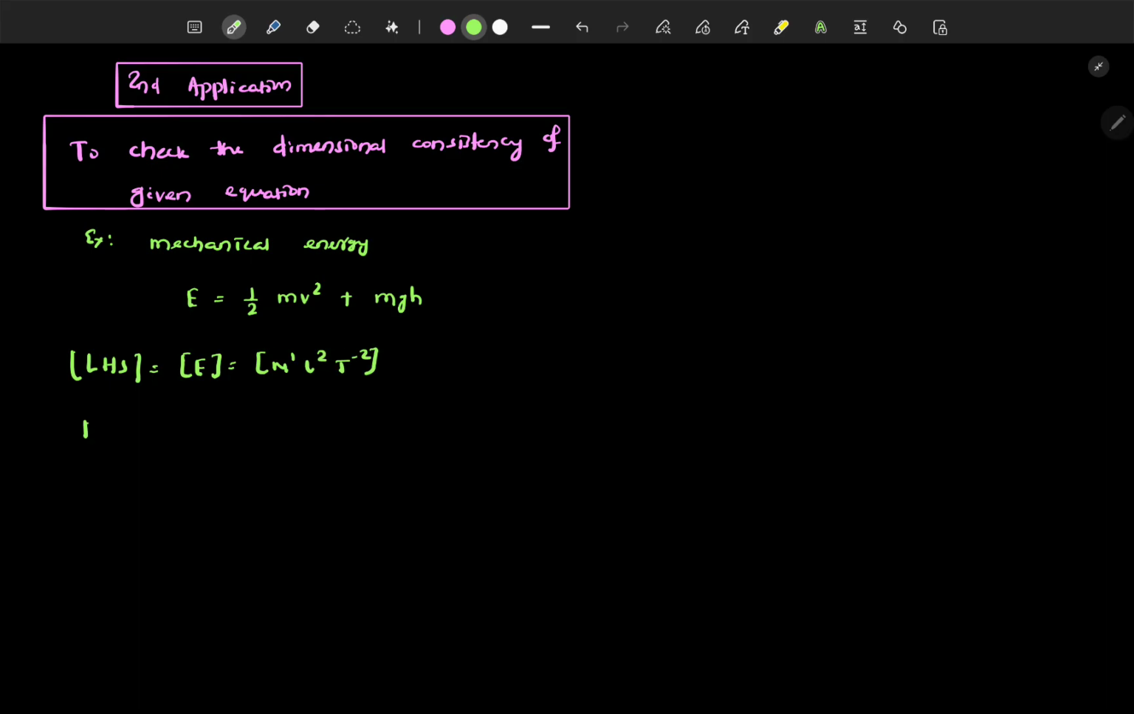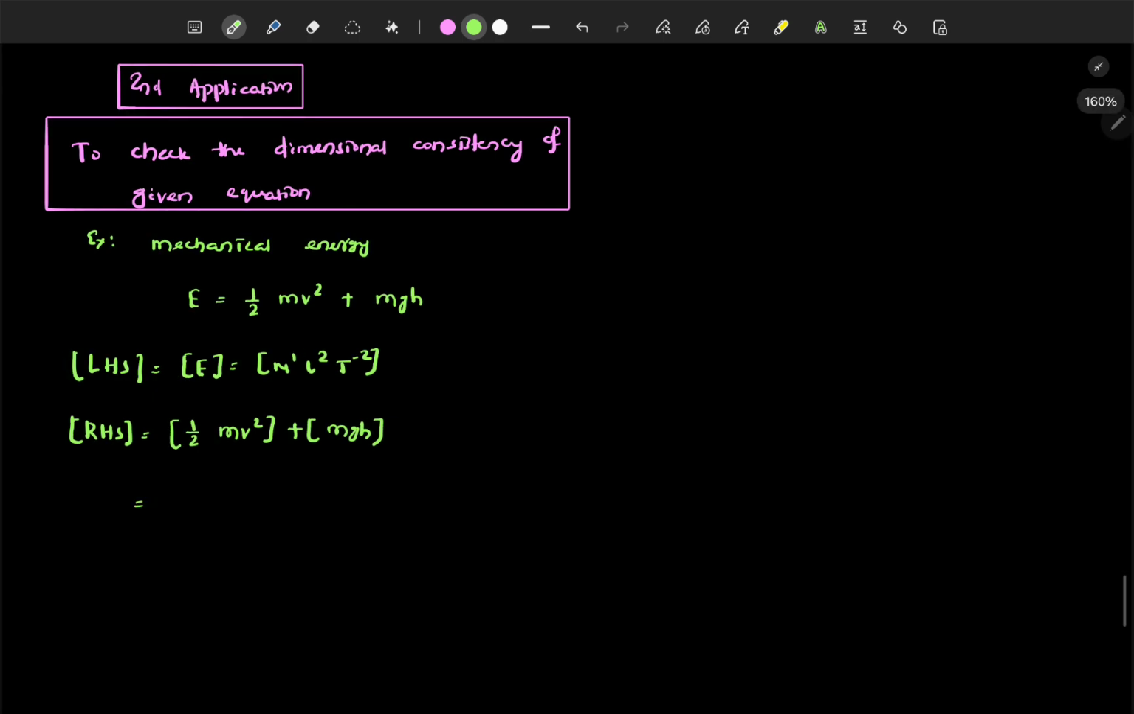Then the dimension of RHS. In RHS two terms are there: half mv square plus mgh. This is equal to half, which has no dimension, then mass dimension is M1, then v square, where the v dimension is L1 T minus 1, power 2, plus mgh. In mgh, the mass dimension is M1, then g is acceleration due to gravity, L1 T minus 2, then h is L1.